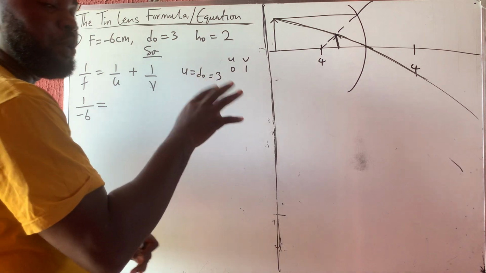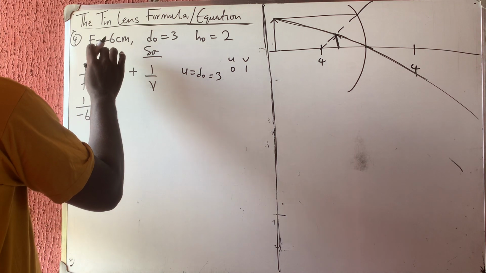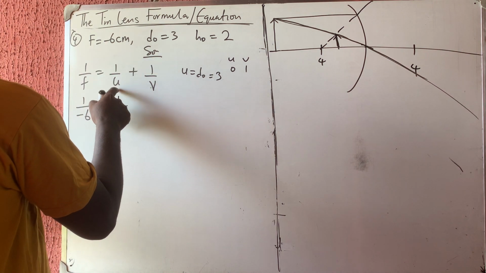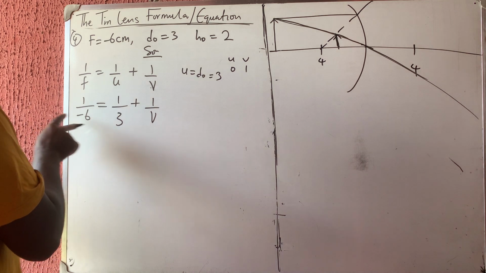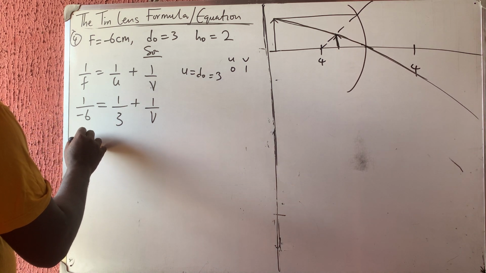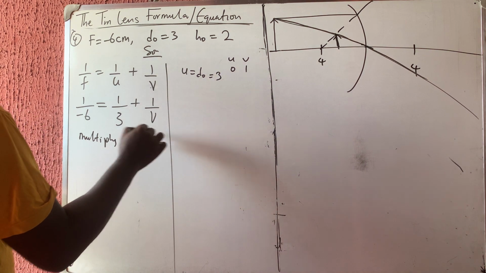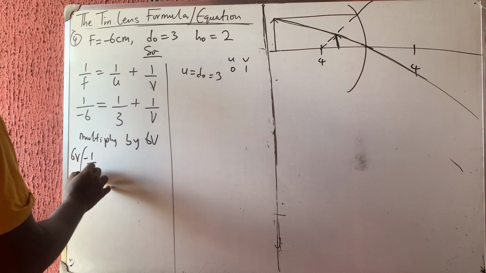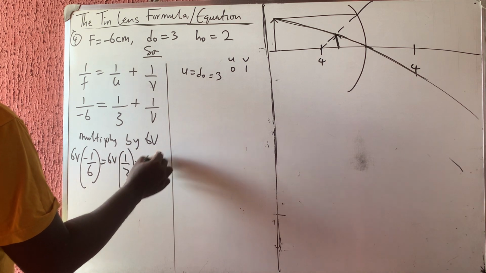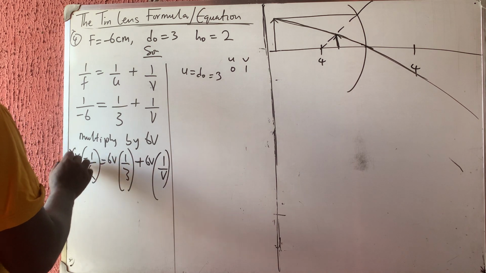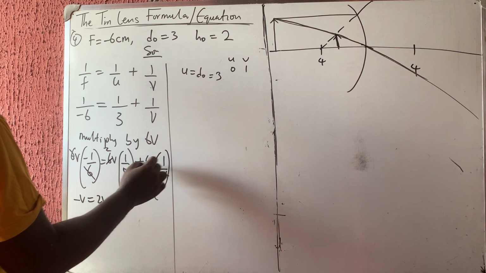That's why I told you that everything I'm doing here will help you to understand a mirror. Just swap it. Okay. So I have here 1 over U, which is the DO, which is 3, plus 1 over V. All right. So obviously, I'm multiplying everybody by 6V. To have that 6V in bracket of minus 1 over 6 is equal to 6V in bracket of 1 over 3 plus 6V in bracket of 1 over V. So I am left with minus V here, I am left with 2V here, and I'm left with 6 here.